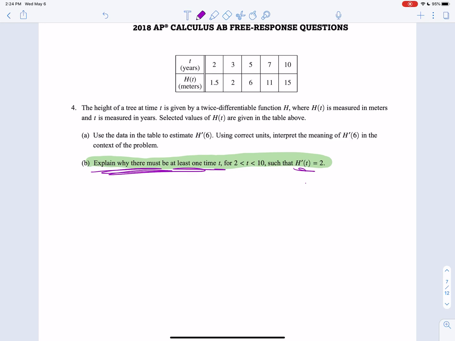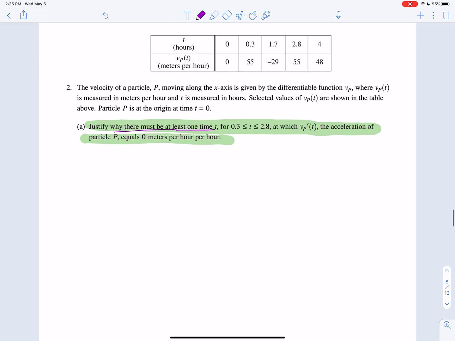Here, they're asking for H prime of t, and here they give you H. Okay, so because they're asking for the derivative of what they give us, sorry, not IVT, whoops, MVT would be best here, okay? And again, I know I'm moving a little bit fast, but you could always pause and replay if you need to, okay? Here they give us velocity, V sub P of t, and they're asking for the derivative, okay? So right away, I know it's going to be MVT.